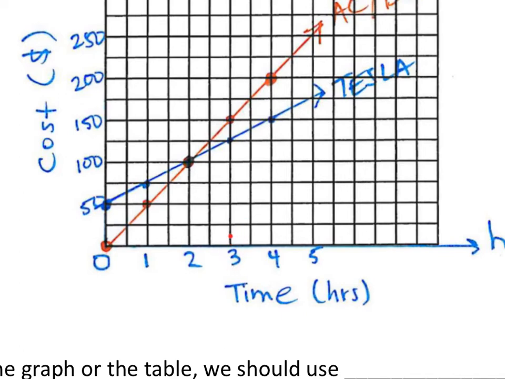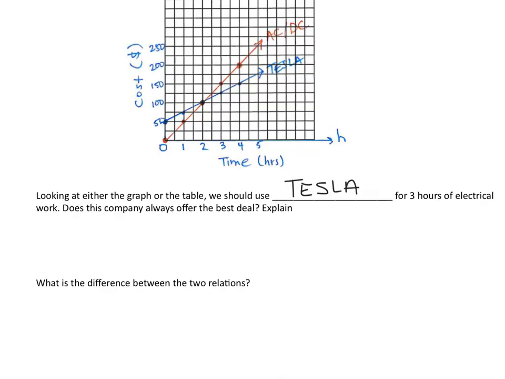So if I go to the 3-hour mark and just look up, for the Tesla company, at 3 hours, they are going to charge you $125. But for 3 hours of work, the AC/DC company is going to charge you $150. So obviously, you always want to go with the company that's going to charge you less money. So the better choice, if I need to hire somebody for 3 hours of work, would be the Tesla electrical company.